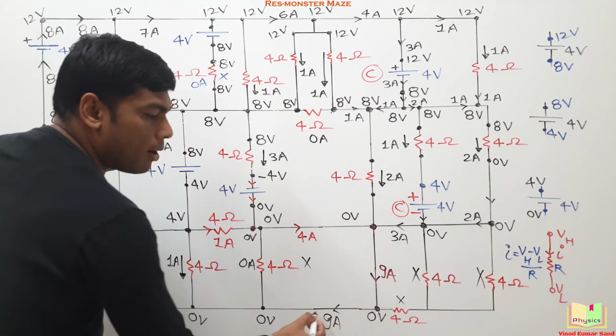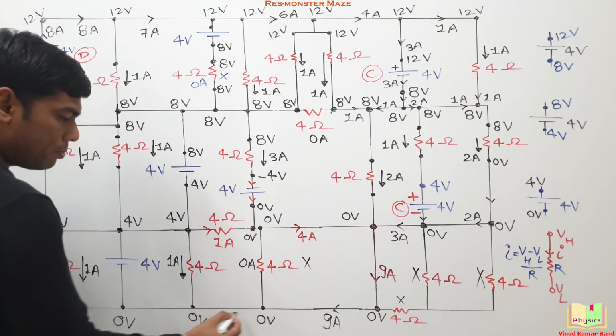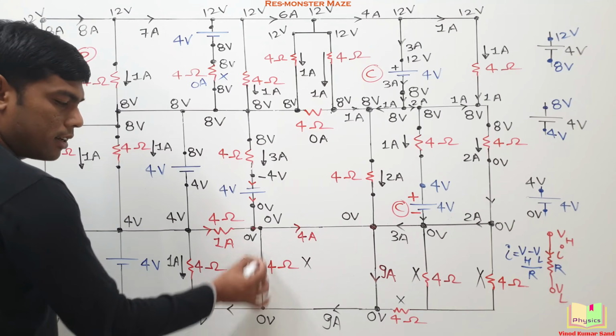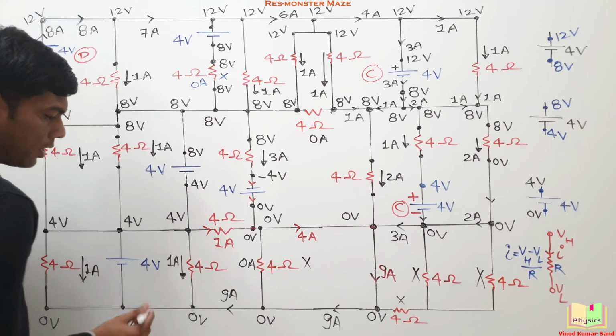Incoming is 9 ampere. Outgoing should also be 9 ampere. There is no current in this. This 9 ampere should reach here because there is no current in this resistor. So for this junction, incoming should be equal to outgoing current.